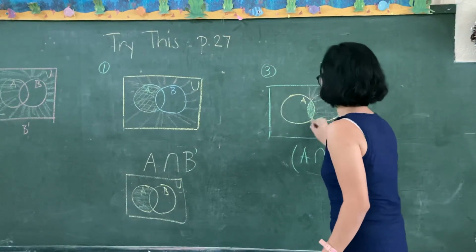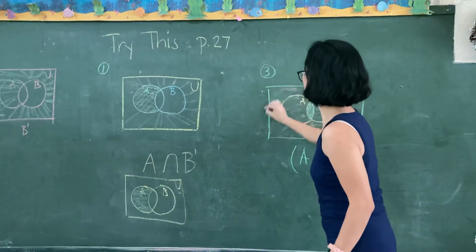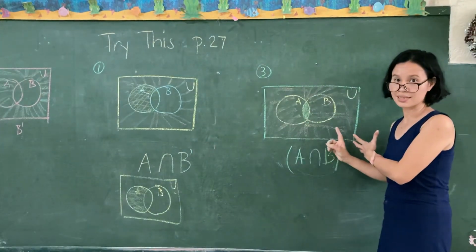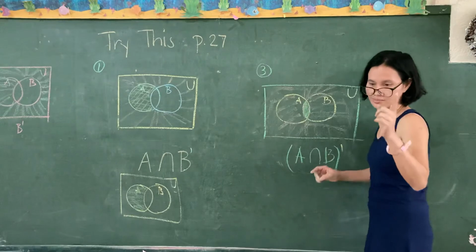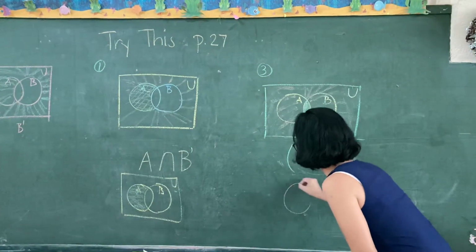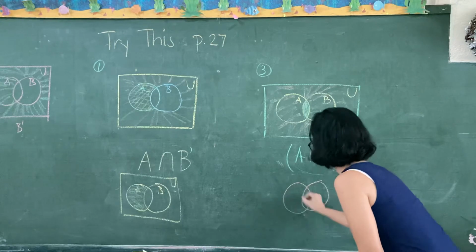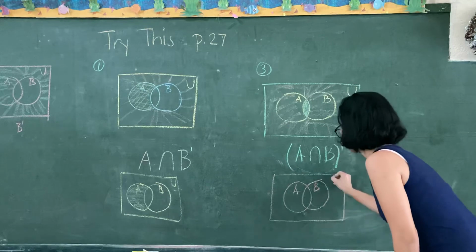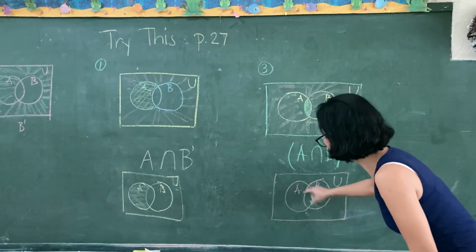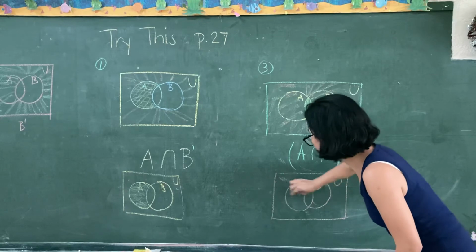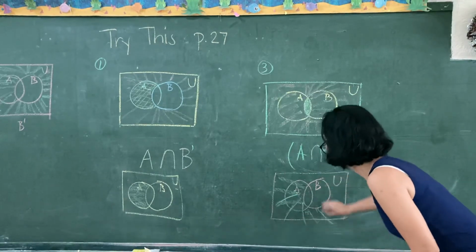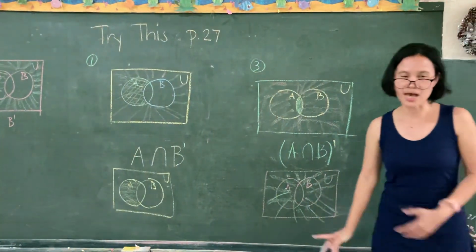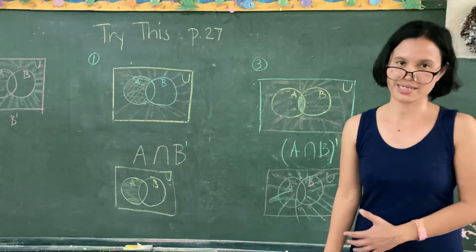this. All the elements in the universal set, but not in this intersection. So if we try to draw it again, you will have here, okay, A, B, and then the universal set. So you have, except this, so all of this. Okay, that's how your final answer should look like. Get it?